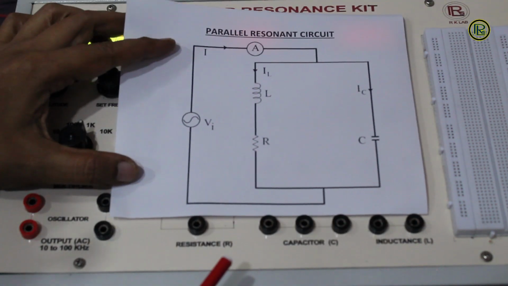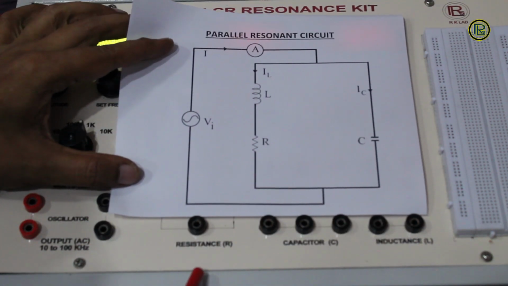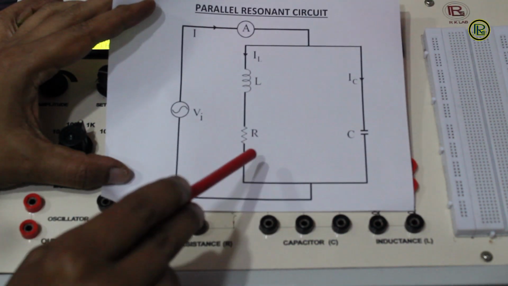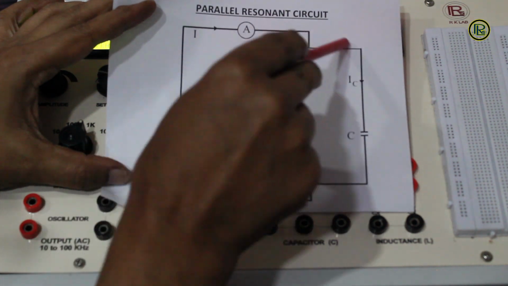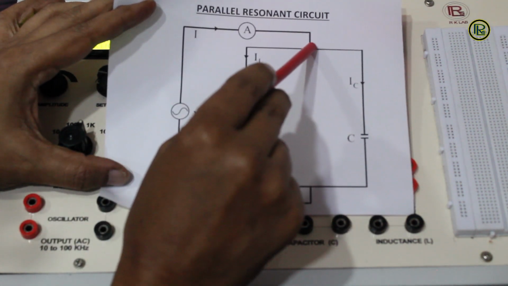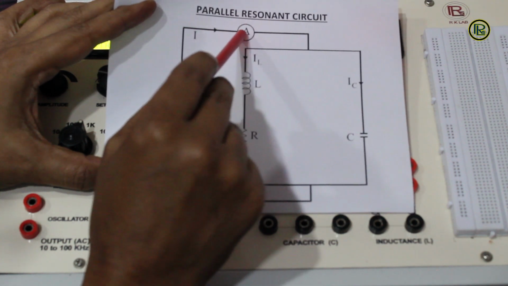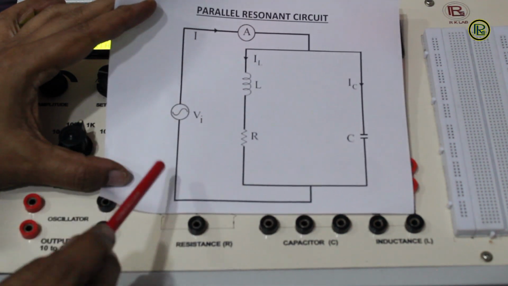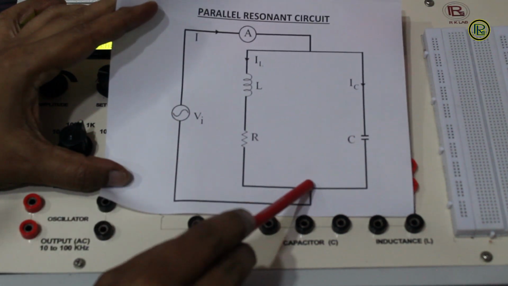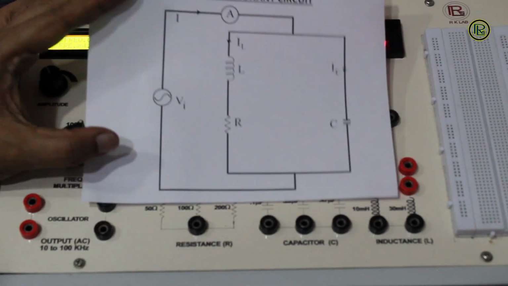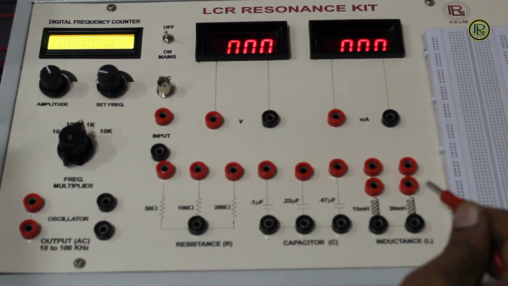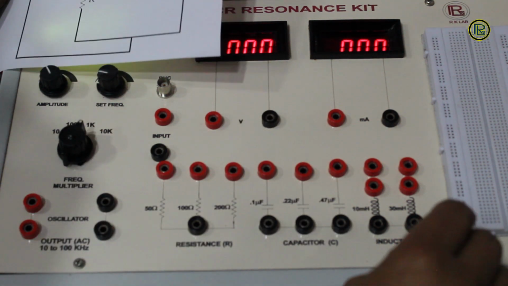So this is my parallel resonance circuit as I showed you in the slide. I have L and R in series first, then that series is in parallel with the C capacitor. So from this junction I have to connect the ammeter, then the ammeter end will go to the oscillator, then the oscillator's other end will go to this junction, the C and R junction. And here I will be using the same values of L, R, C.